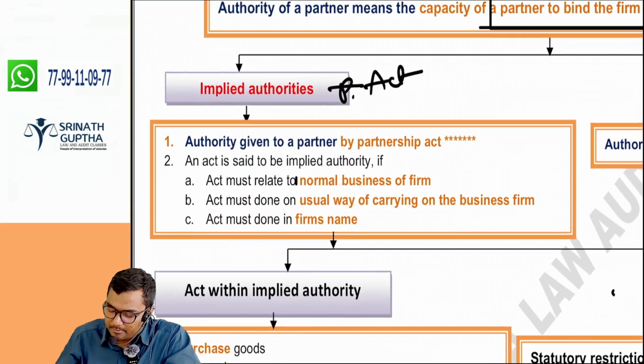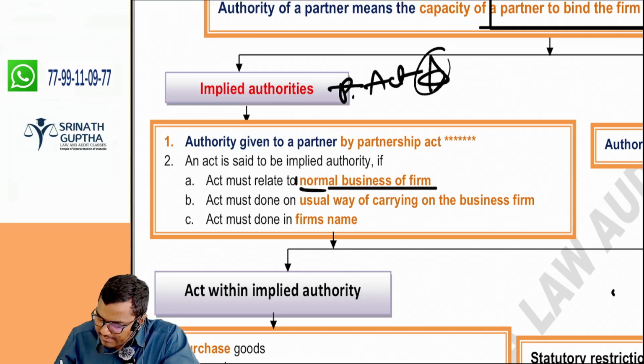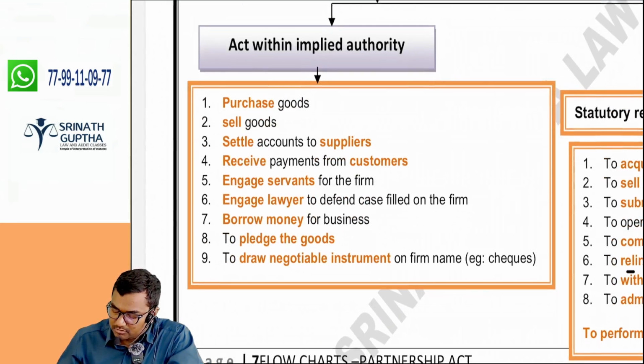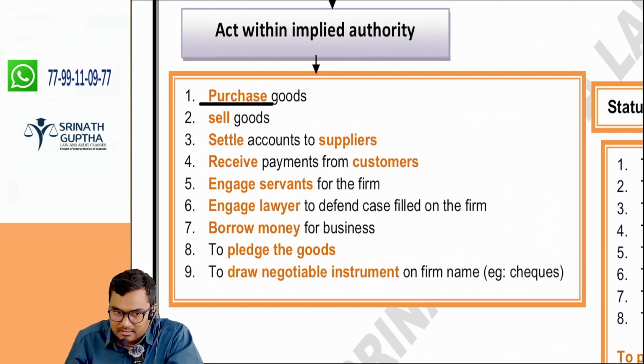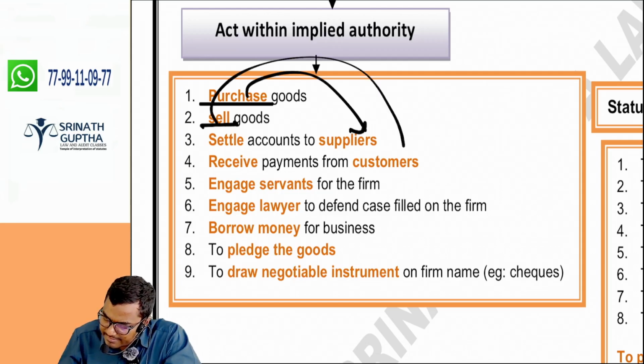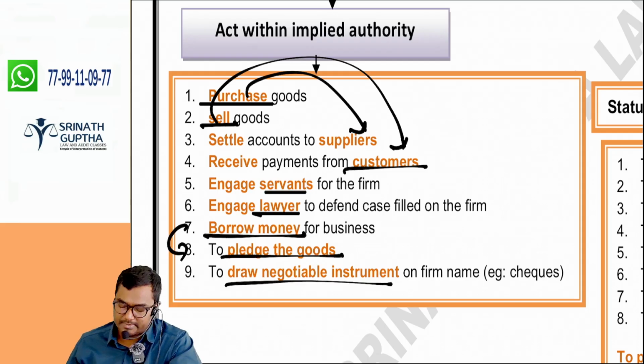Authority is said to be implicit if it relates to the normal course of business of the firm, is done in the usual course of doing the business, and is done in the firm name. Which activities come under implicit authority? Very easy: purchasing regular goods, selling goods, settling payment to suppliers, taking money from customers when selling, appointing servants, appointing a lawyer, borrowing money, pledging the goods, and issuing negotiable instruments. These nine come under the authority. Even if one partner is doing it, the whole firm is liable to the customer.